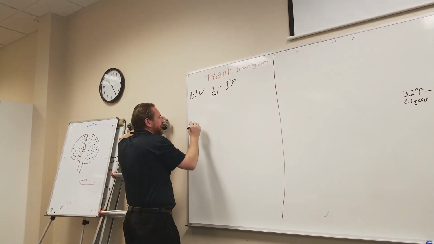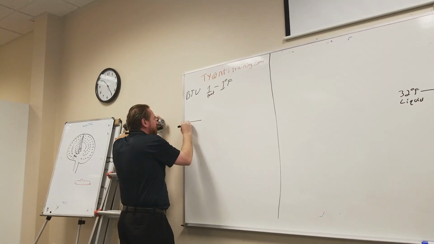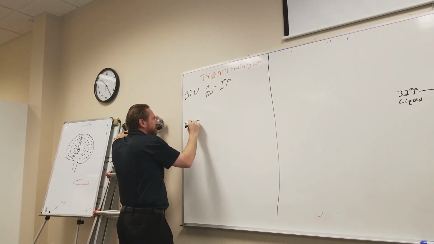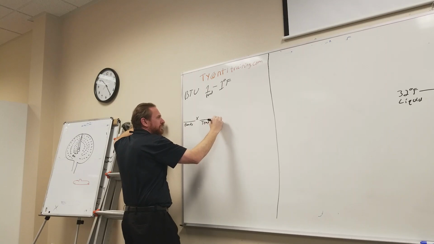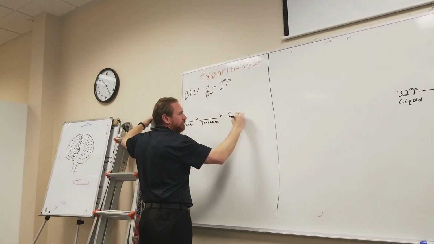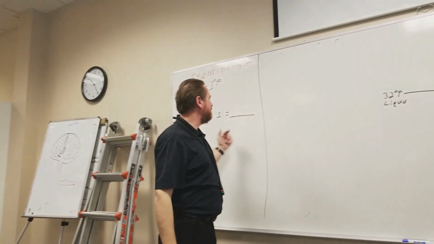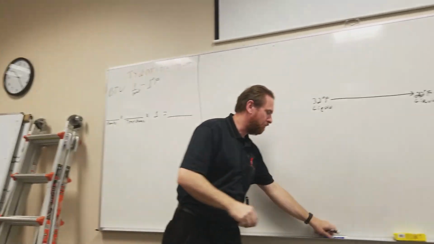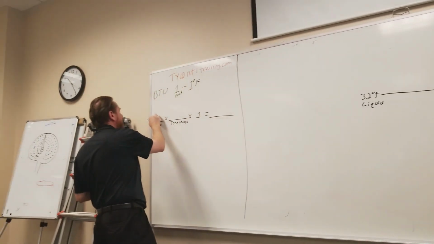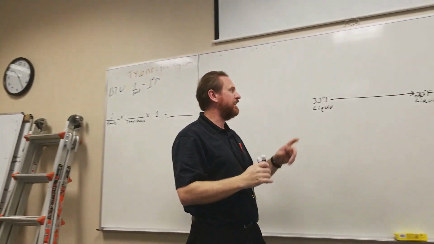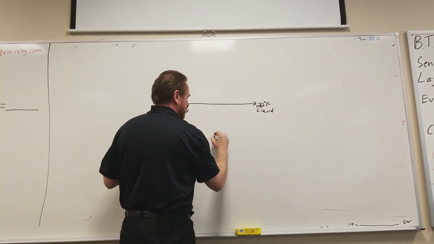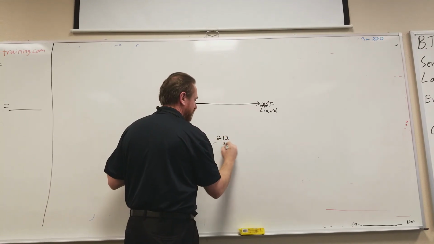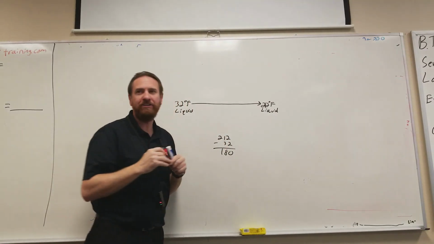So if it's going to be sensible heat, it's going to be blank pounds of water times our temperature change, and for simplicity times 1 equals blank BTUs. So how many pounds of water are we using? 1 pound of water. So I'm going to put 1. And now our temperature change. What was our temperature change? 180. So we got 212 minus 32, which equals 180 degrees temperature change.